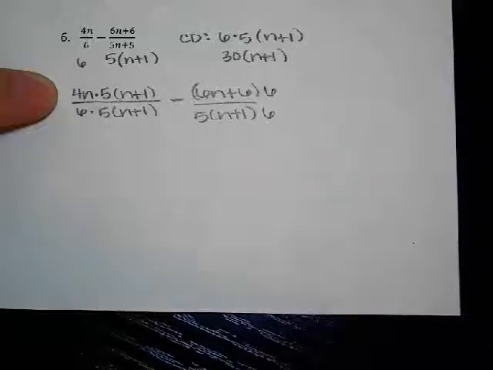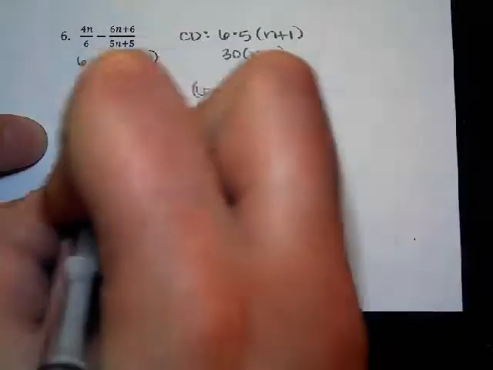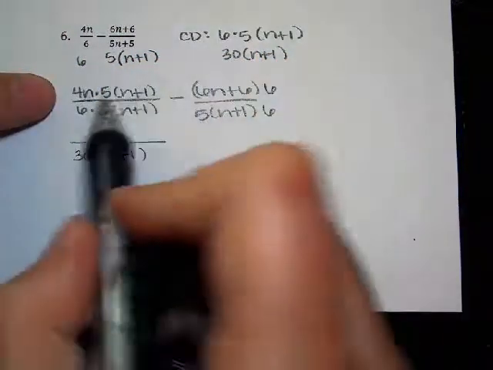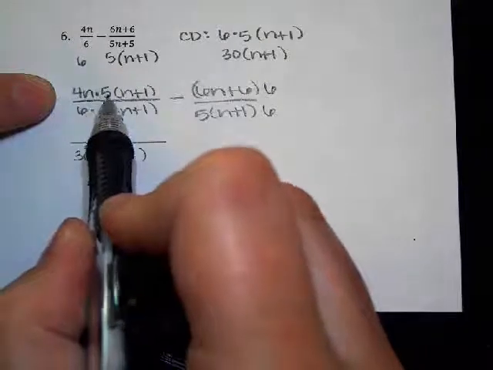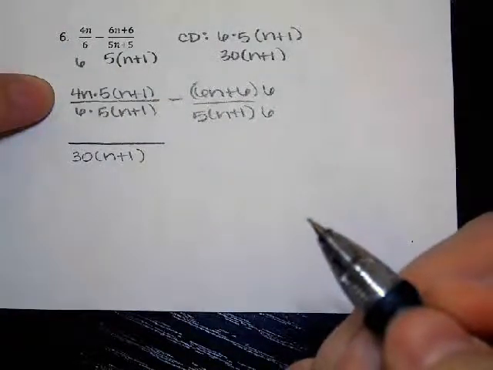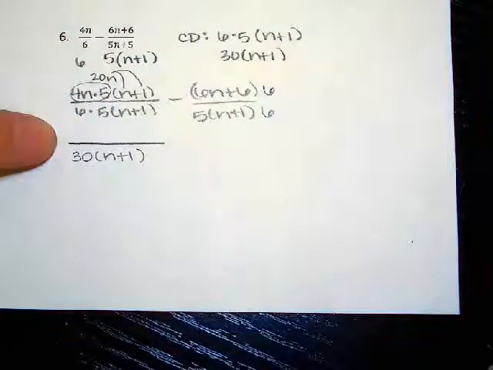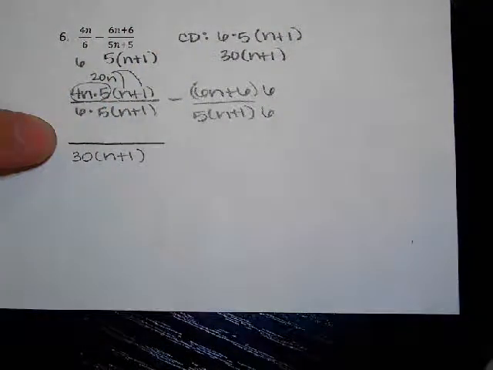So I've got 6 times 5 is 30. Okay. What is 4n times 5? 4n times 5, 20n. Okay, so this is 20n. And what happens with 20n when you distribute it to n plus 1? We're multiplying. Okay, 20n squared plus 20n.